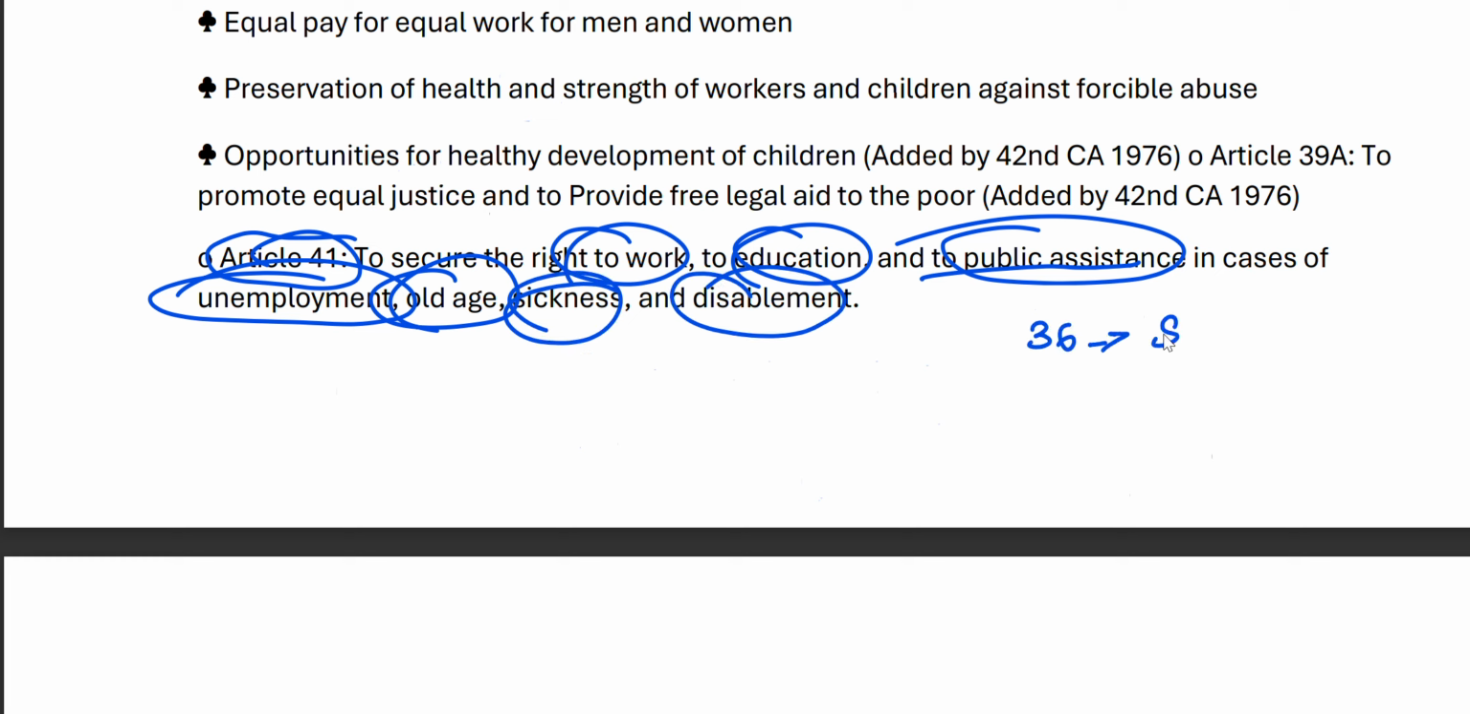36 is related to the definition of the state. 37 is related to the DPSPs involved in the governance.